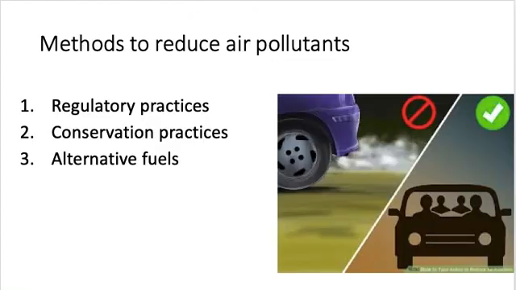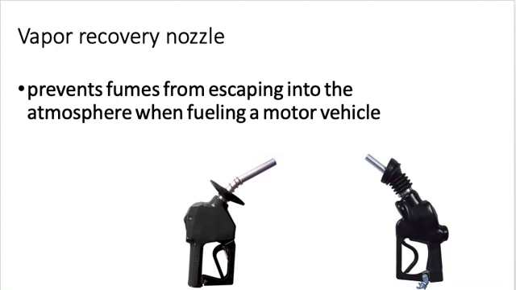So there are three general methods to reducing air pollutants. One is regulatory practices, right? How do we regulate what can come out of something? One is a conservation practice, right? Using less of something or using it only at specific times, using it sparingly. And the other is an alternative fuel type process. We're mostly going to talk about regulatory processes here and kind of conservation, I guess, because they're changing how things get released.